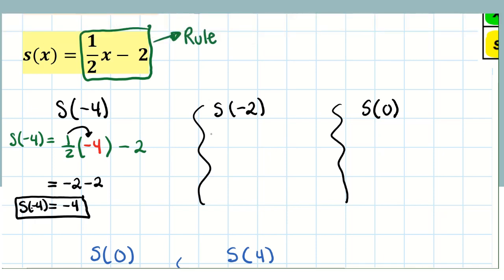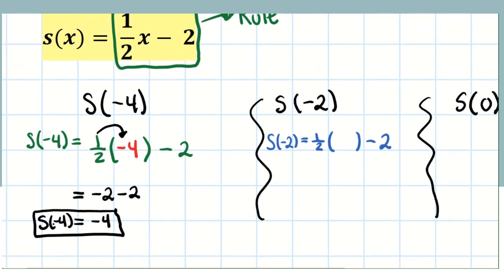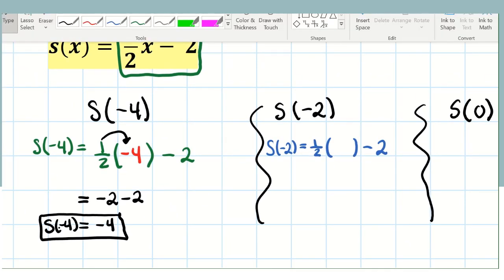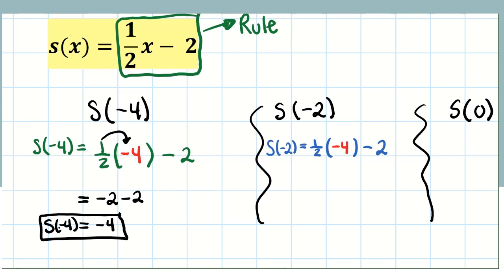Let's go ahead and see if the same thing happens when we input -2 into our rule. So inside the parentheses will be what we're substituting for x, which is not -4, right? Because it's s of -2, so it should be -2 for our x. Same thing, we're going to distribute the 1/2 into the -2, which is -1. Bring down the -2, so that gives us -3. So I guess the input and the output being the same only applied when x was -4.